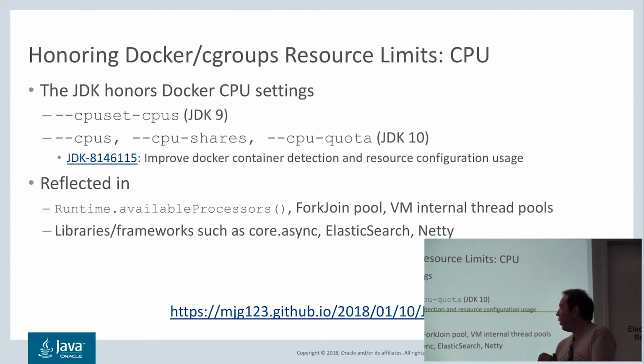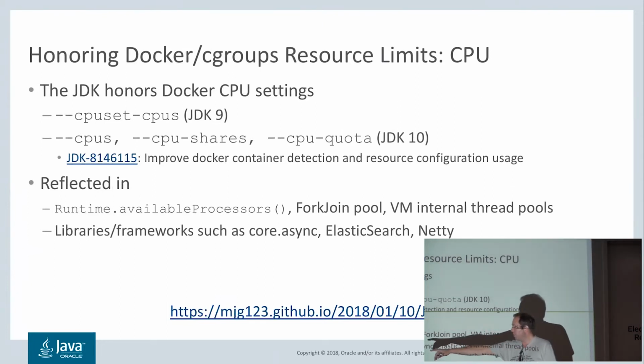So once we started looking at the right numbers, that happens automatically. This is something that the JVM does and exposes up to other parts of the runtime. So for example, if you for some reason called Runtime.availableProcessors, it will now show the right thing that Docker tells us to do. The ForkJoinPool inside of the JDK also shows the right thing. We have a bunch of internal thread pools that are now also used, and they're sized appropriately, I guess.